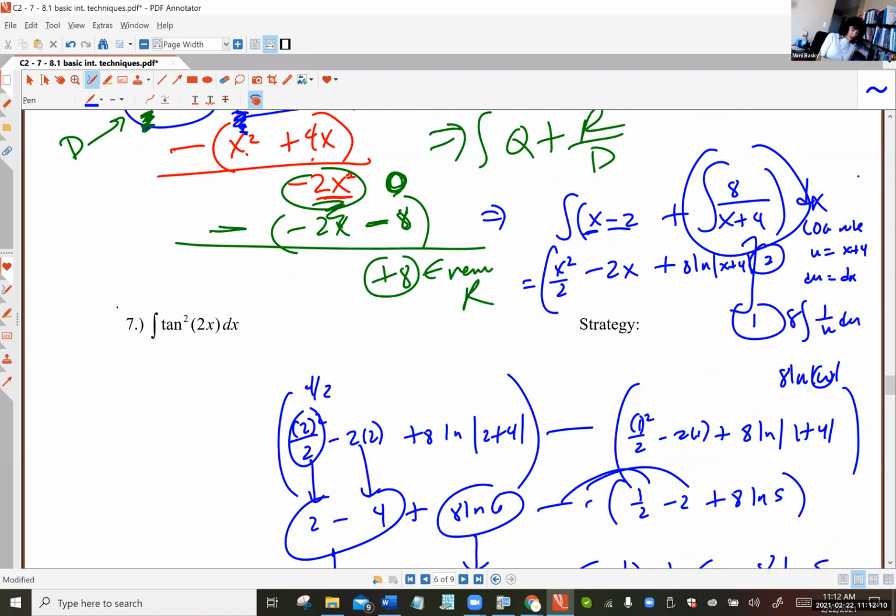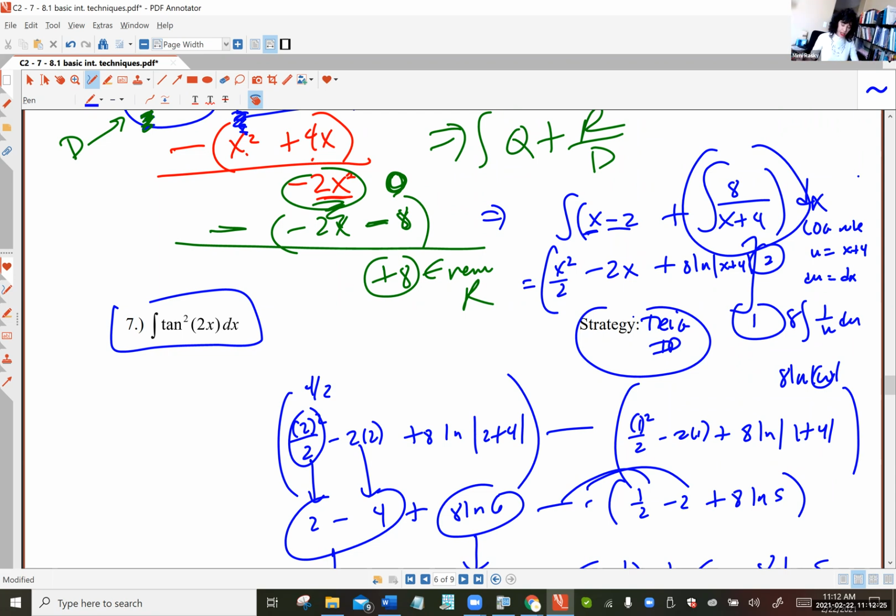Okay, so I'm backing up here. This is the one I told you about that you may want to do a trig identity. So I'm going to put the strategy here as trig identity. Can't do tangent squared 2x. Well, why not? Can't do it. Well, what are you going to do instead?